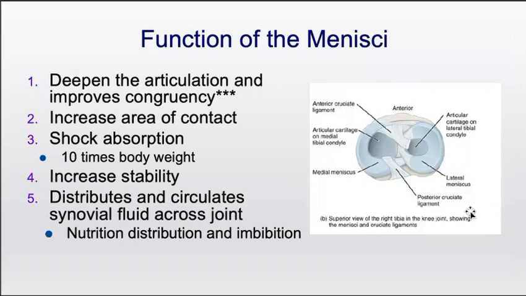So what are the functions of the meniscus? I would like you to know this. First off, they deepen the articulation. They allow for improved congruence between the femoral condyle and the tibia. They increase the contact area between the femoral condyle and the tibia, which allows for consistent force to be placed over a larger area, which reduces any sort of point forces or single forces to one point on either joint surface.